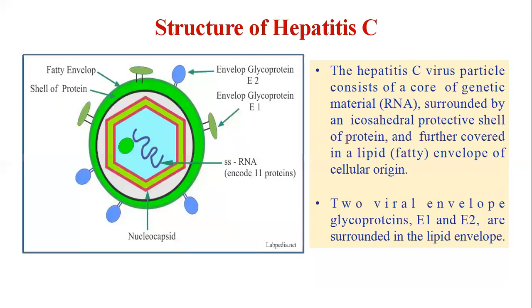So this is the structure of hepatitis C virus. Here you can see the glycoprotein. This blue one is the envelope glycoprotein E2, and this green one is the E1 envelope glycoprotein. They contain this fatty envelope, and this is the core protein. And here is the hexagonal symmetry of the capsid, and within that they have a single-stranded RNA. So this is their nucleocapsid.